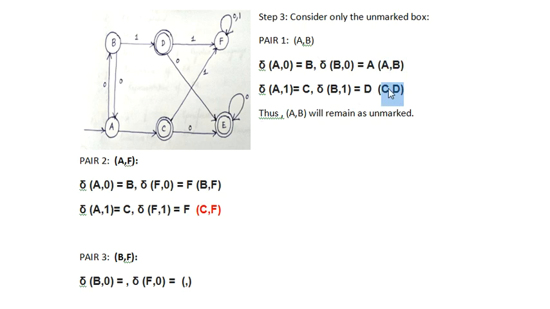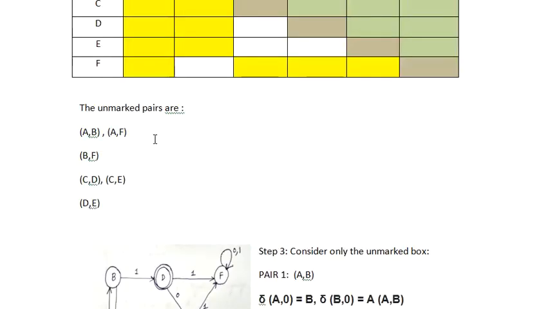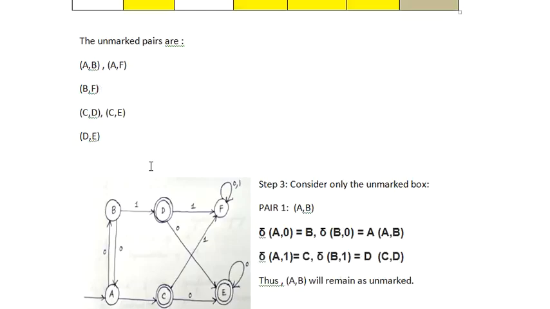You have to find only one situation where you can get an earlier marked one. Like this, in pair number 2, I found this C comma F to be a marked one, correct? Therefore I can say that the pair A comma F can be marked. Very good. Already I have marked it and I will show it to you. Now moving to pair number 3.